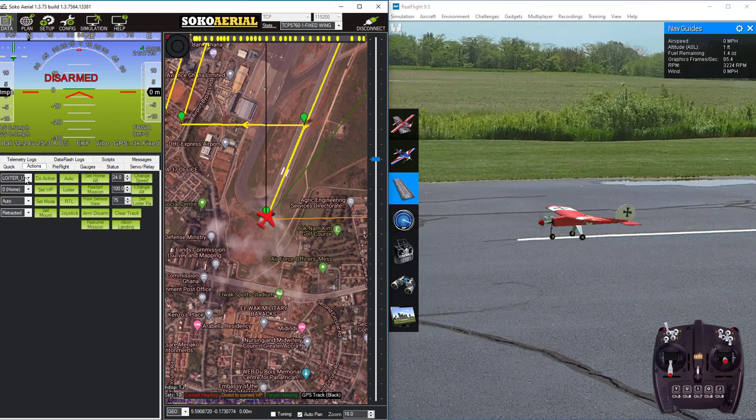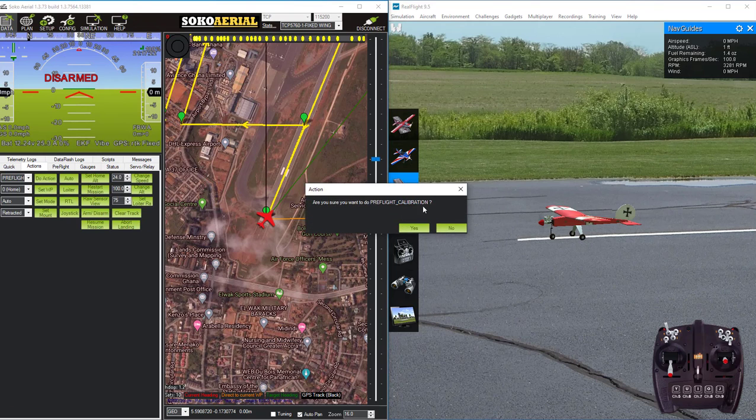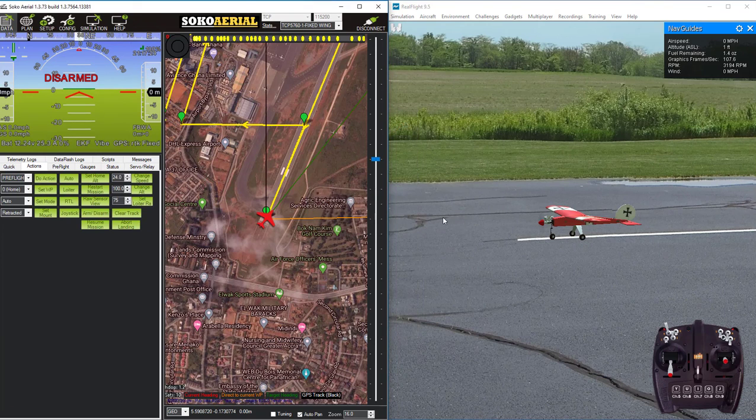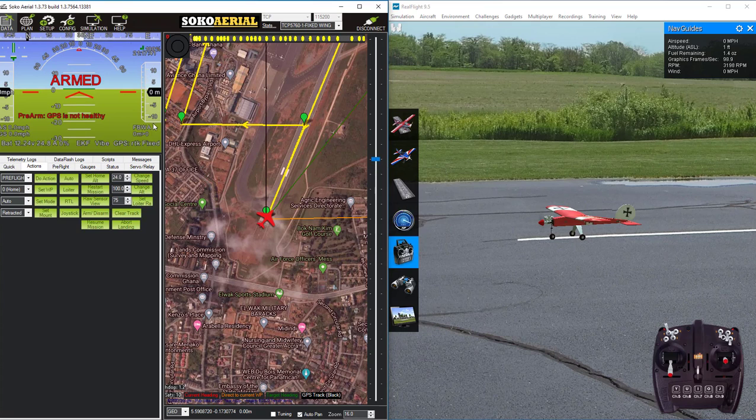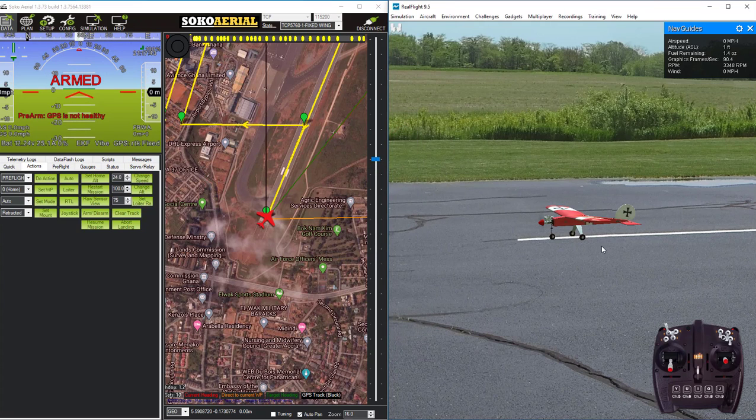So I go to action, I need to do a pre-flight calibration of the air pressure sensor on board the system, so I do that, and then once that is done, I arm the system. I have a little GPS issue, and since this is a simulation, we can ignore it, but in the real world you cannot ignore it. You have to make sure that you solve this problem before you fly the system.